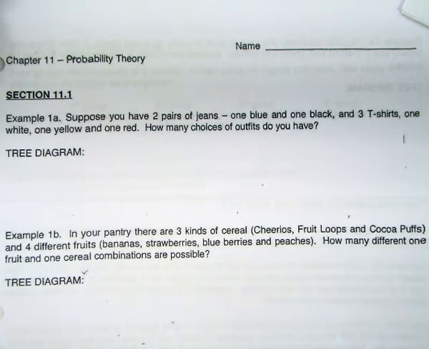All right, so section 11.1, we are starting a probability unit, and the first section just simply talks about different possible choices or possibilities for certain situations. So the first thing that I would like you guys to think of is, how many different pairs of jeans do you own? On average, how many pairs of jeans do you have?